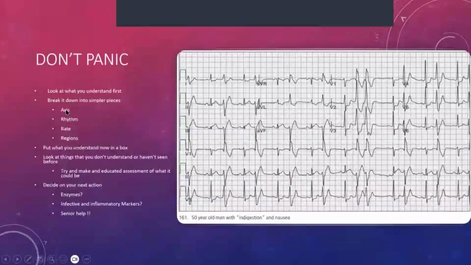So for example, you may decide, okay, I'm going to look at the axis, the rhythm, the rate, and each of the regions. But that already looks terrifying because you can see something is wrong, but you just don't know right now what that is. So what I would suggest is pick out the things that you do understand. And then look at things that you don't understand or haven't seen before. And then you try and make an assessment of what it could be. So you take what you understand, things that look familiar, and you put them in a box. You just put them away somewhere. And you first make a decision based on what you can see, and then you take out the things that you don't know from that assessment.